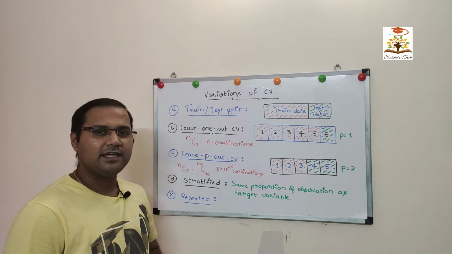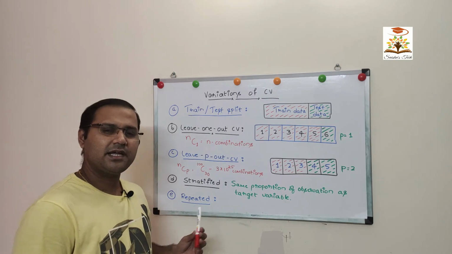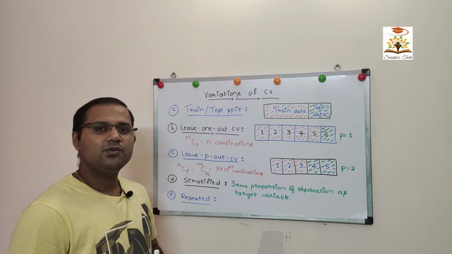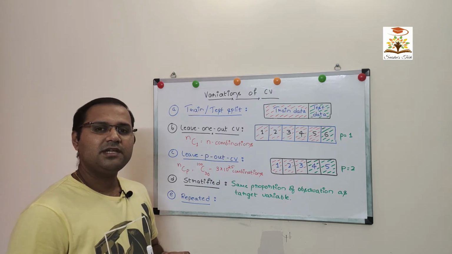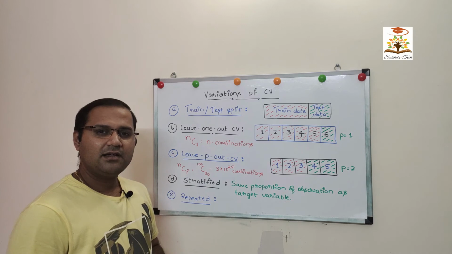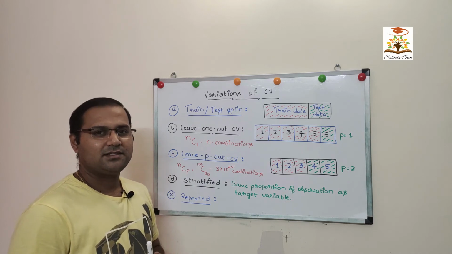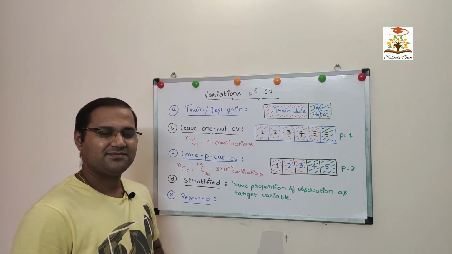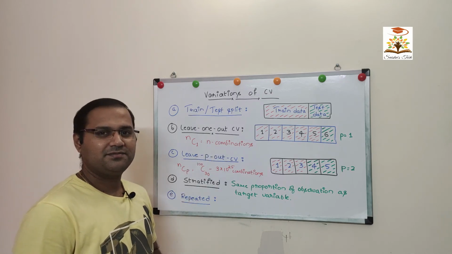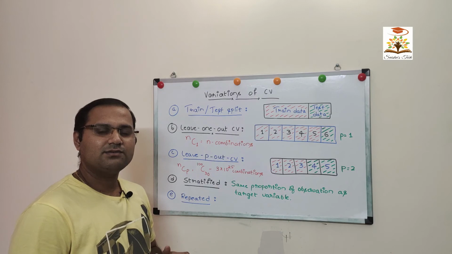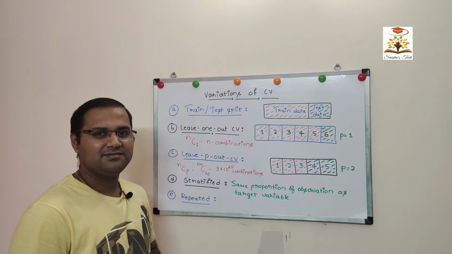Repeated type of variation. In the repeated type of variation, you repeat the cross-validation a certain number of times. Here we randomly shuffle the data before each of the repetitions. These were a few of the variations of cross-validation. Now let us understand cross-validation with an example.